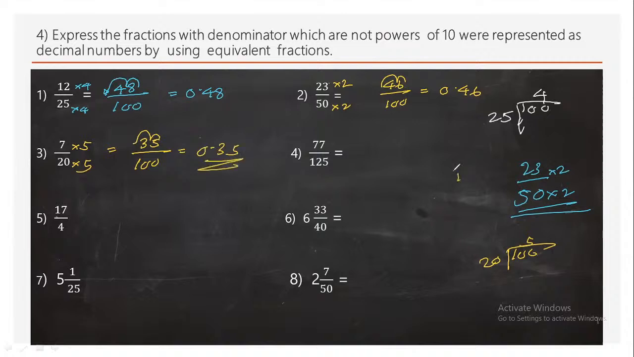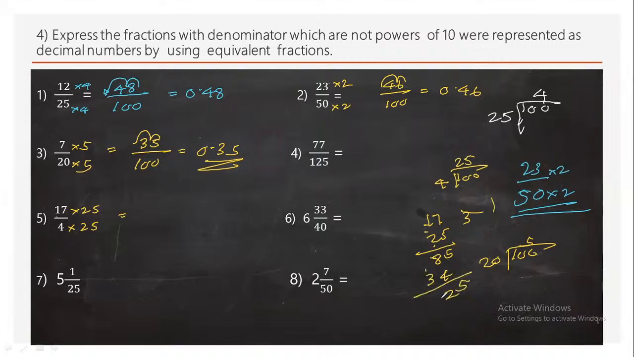17 over 4. Then 100 divided by 4, 25. This by 25, this by 25. Then what is the answer? 17 into 25. 5 times 7, 35, 3 remaining, 5 times 1, 5 and 3, 8. 2 times 7, 14, 1 remaining, 2 times 1, 2 and 1, 3. 5, 12, 1 remaining, 425. 425 over 100, 2 decimal places towards the left-hand side, then 4.25 is the answer here.